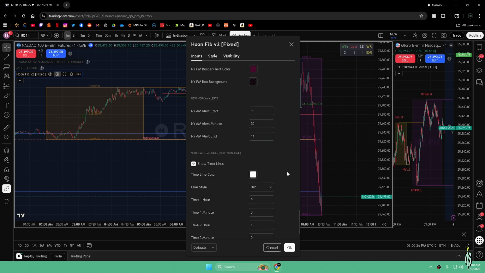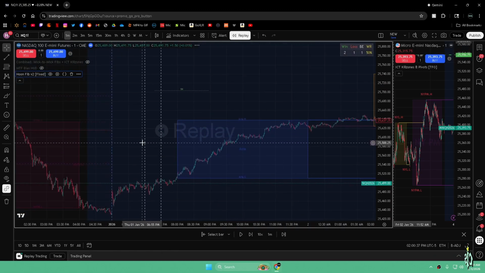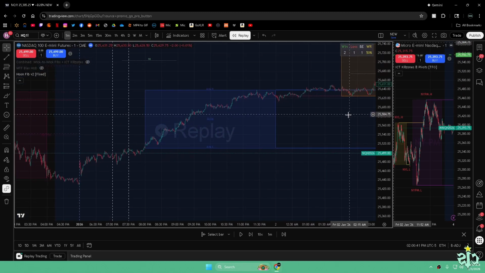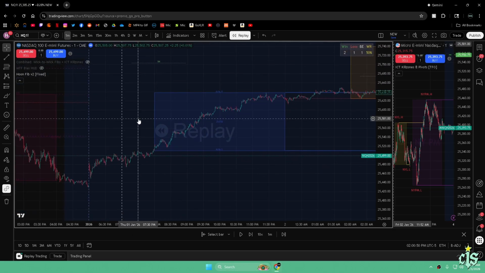Then let's go ahead and look down more. We also have our timelines, which we could turn off and on. This just shows the one at 7:30 and 7 o'clock. This is where you want to start trading. If you do start trading, this is the earliest time you should start or could start. But you want to aim for 7:30.